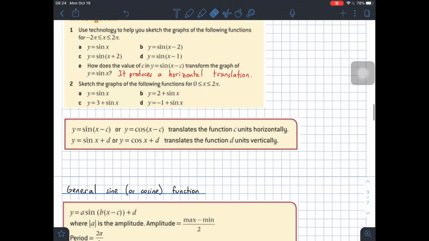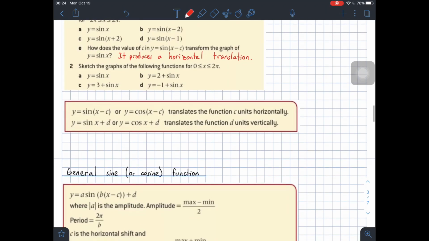Okay, so to generalize this situation, it says y equals sine of x minus c or y equals cosine of x minus c translates the function c units horizontally, right? If the value of c is positive, it would move to the right, and if the value of c is negative, it would move to the left. Then it says y equals sine of x plus d or y equals cosine of x plus d translates the function d units vertically, which is the second example we've seen here.